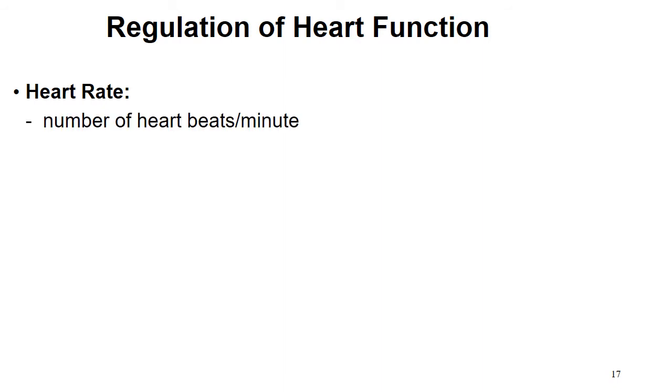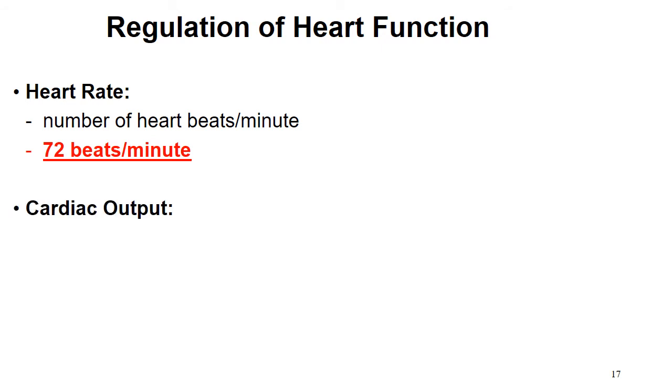Regulation of heart function. Your heart rate will tell us at rest specifically, again, if you're feeling okay. So the heart rate is the number of beats per minute. It should be on average about 72 beats per minute. If you've exercised, that number would go up, and then when you relax, that number should go back down. Recall our discussion on homeostasis, set point, and negative feedback.